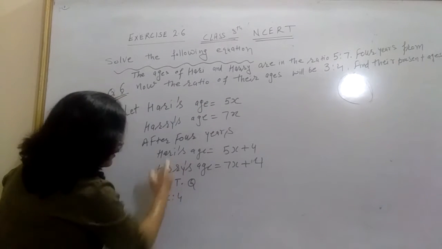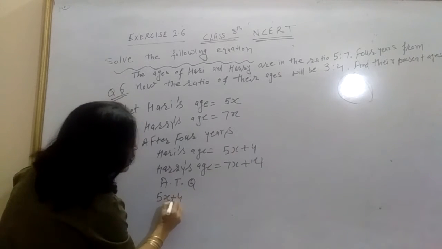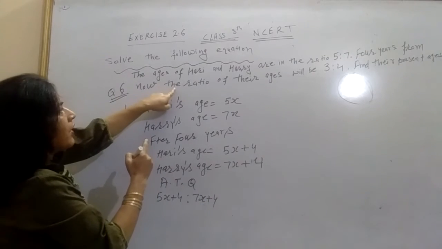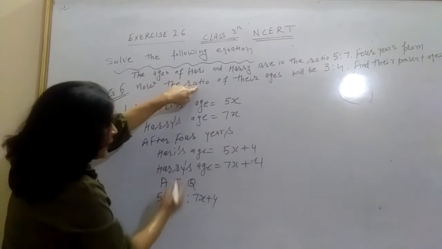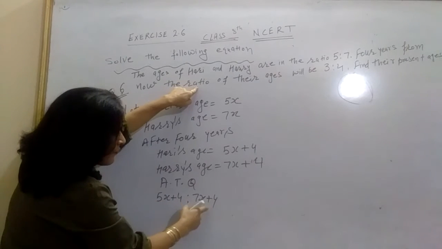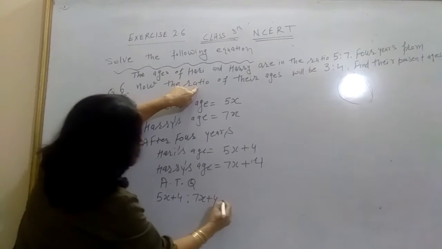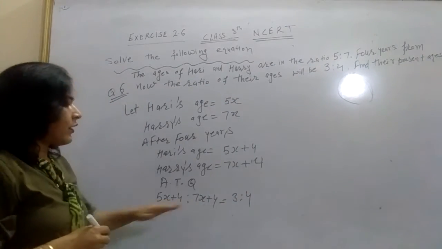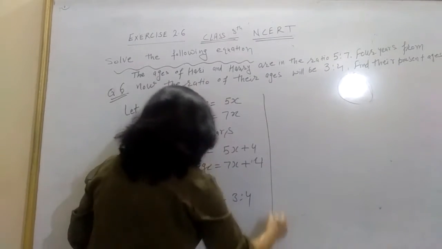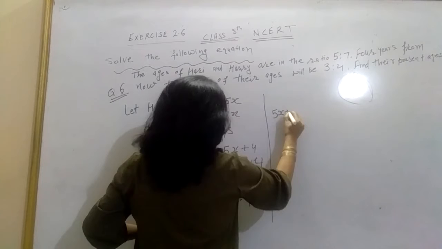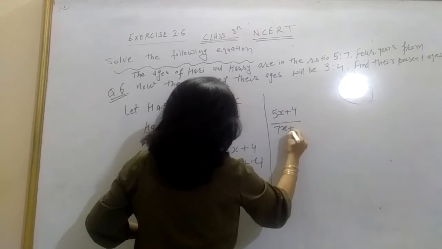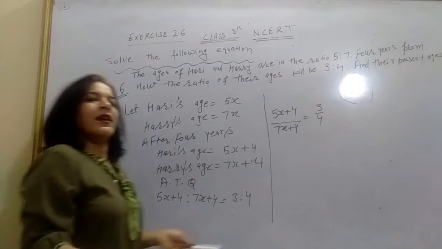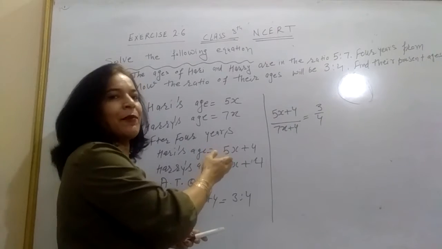5x plus 4, Hari's age, ratio, Harry's age. 4 years from now the ratio of their ages, Hari's age ratio Harry's age is given 3:4. Clear? Then we can write this 5x plus 4 ratio in the form of 7x plus 4. And 3:4 means 3/4 in the division form. Same, the common step, what?